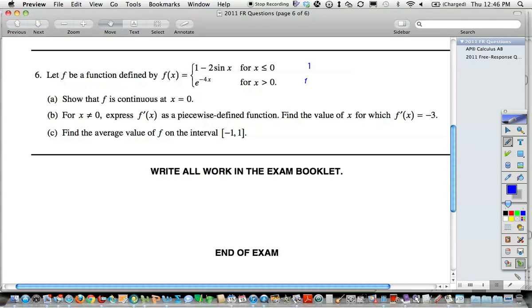Then it says, part B, for x not equal 0, express f prime as a piecewise function. What do we need to do there? Just do the derivative of each one. So our piecewise function f prime equals this, boom. The derivative of 1 is 0. This would be -2 cosine x. That's all you do with a piecewise function. Do the derivative of each of the pieces.